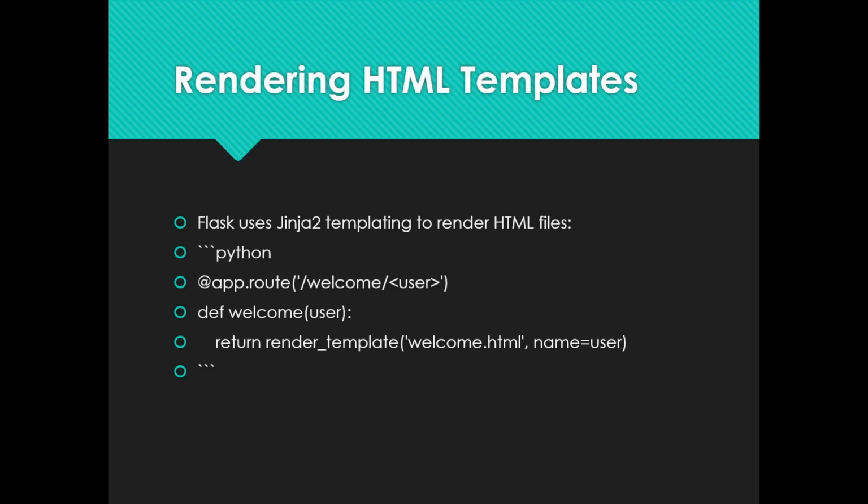Here's how it works. We use the render_template function to render HTML templates stored in the templates folder. Inside the HTML file, we can inject dynamic content using Jinja2 syntax, which allows us to write code inside curly braces. For example, we can pass a variable from the Flask route into the HTML template.